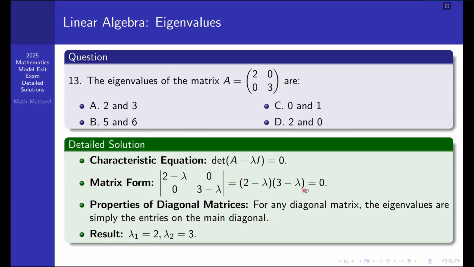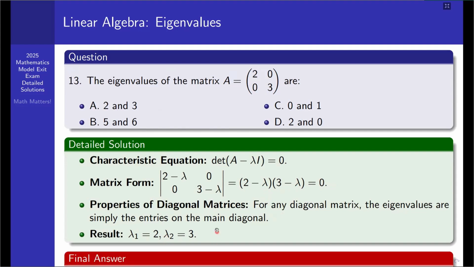These are the zeros, that is, the product will be 0: either 2 minus lambda is equal to 0 or 3 minus lambda is equal to 0. For 2 minus lambda to be 0, lambda must be 2. And for 3 minus lambda to be 0, lambda itself must be 3. Therefore, 2 and 3, the diagonal elements of this diagonal matrix. So the answer is A, 2 and 3.